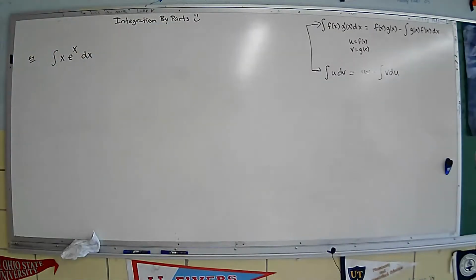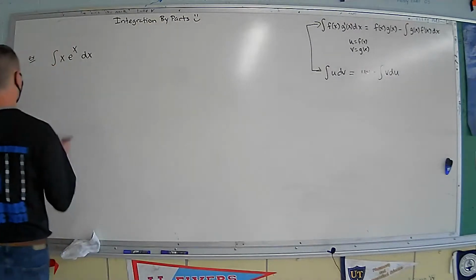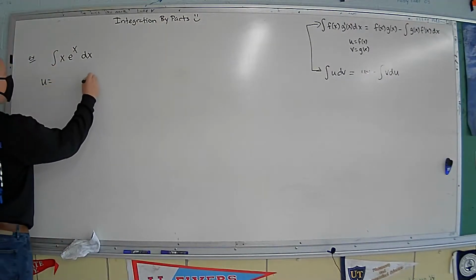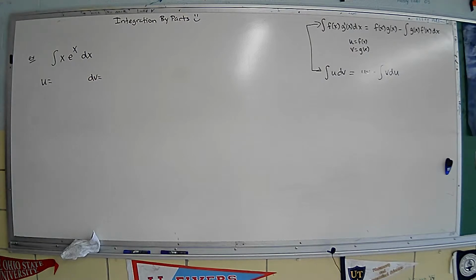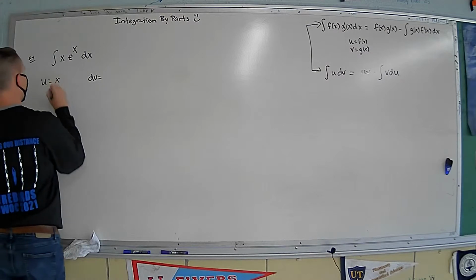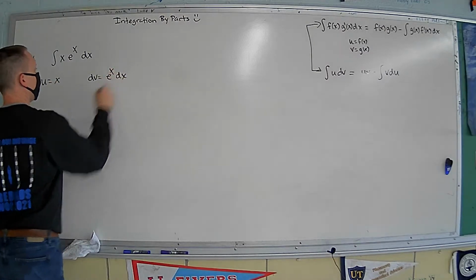Okay? For this example that we're going to do, instead of using F and G prime, I'm going to use U and DV, just so you can see it both ways. And then you can decide which way you like better. Our book uses U and DV. So here we go, ready? So what do you think, based off of our rule of thumb? U is F. What's a good choice for U? X. You can differentiate that like all day long, right? So dv is going to be e to the x dx.